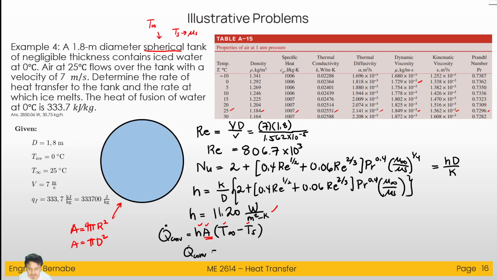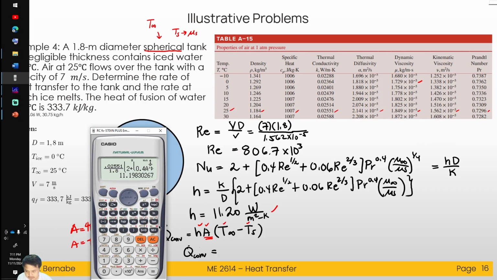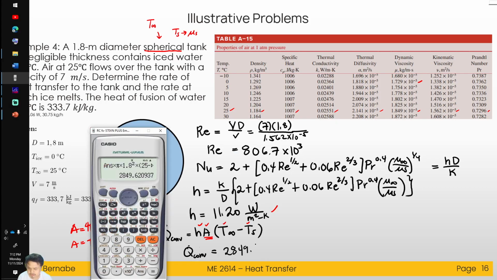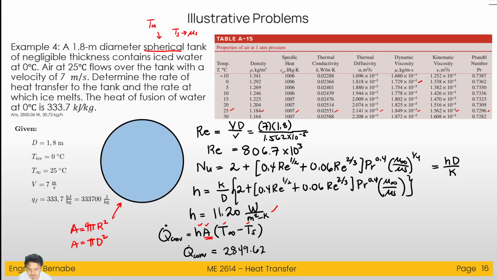So the Q, the heat transfer rate is, I'll just use answer, and then you have pi times the diameter squared for area. So this is in square meters multiplied by the temperature difference. So 25 minus 0. So the heat is 2849.62. No? So we just have a little bit of rounding errors. No? So we have in watts.